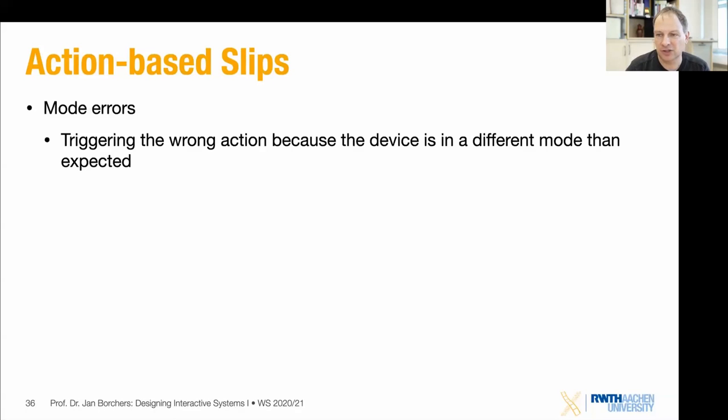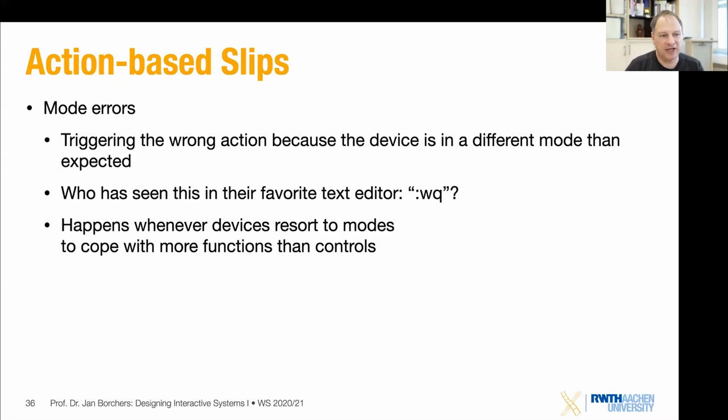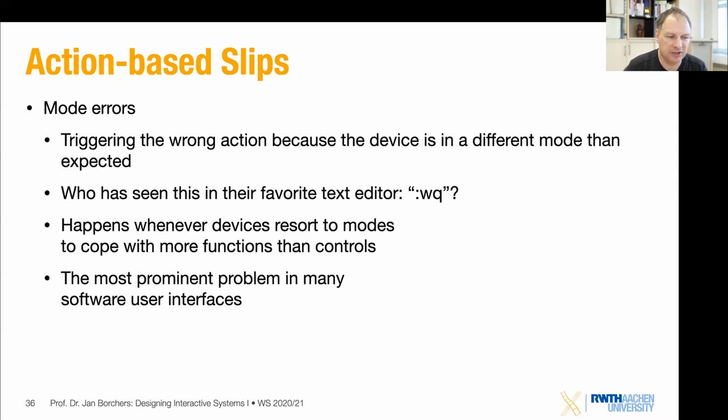Mode errors are examples whenever something like the VI editor has many different modes in which pressing the same key does different things. And mode errors happen whenever devices have to resort to modes because they have more functions that they need to deal with than they have controls. That's the biggest problem, and probably the most prominent problem in many software user interfaces.